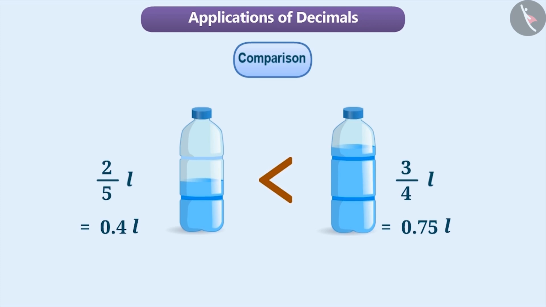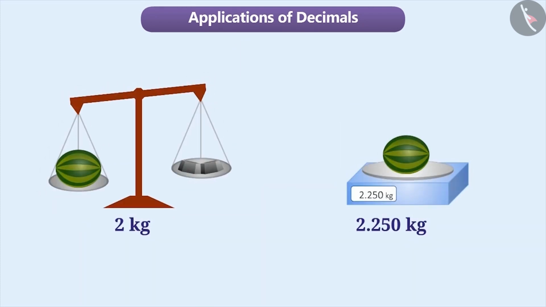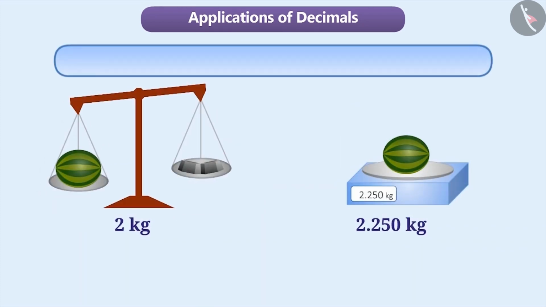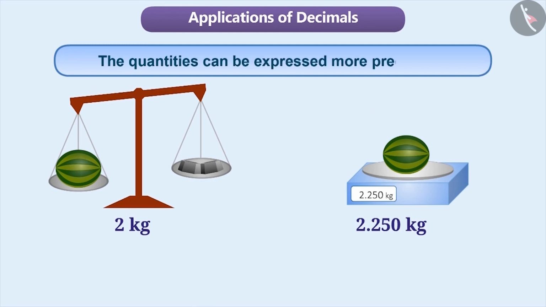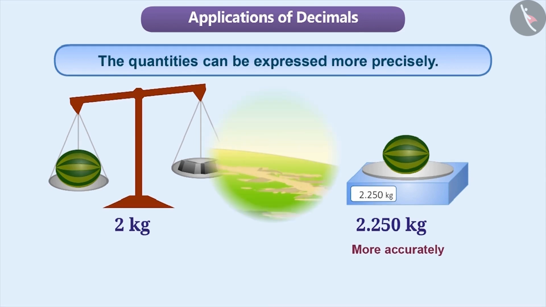Now, you must have understood that it is very easy to compare quantities with the help of decimal numbers. Decimal numbers are not only useful in comparing quantities, but also in expressing quantities more precisely. For example, here, the weight of a watermelon is expressed in two ways. As you can see, the weight of the watermelon is expressed more accurately as 2.250 kilograms as compared to 2 kilograms. Now let's look at the use of decimal numbers in some examples.